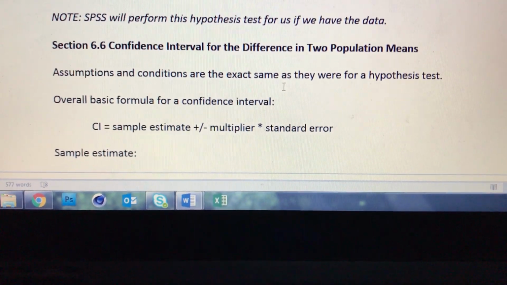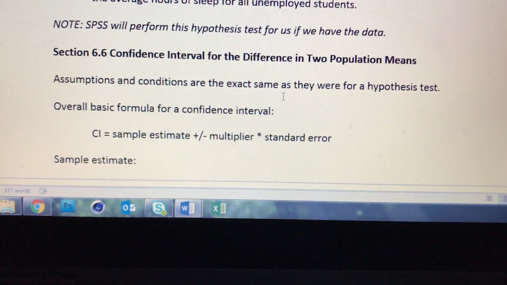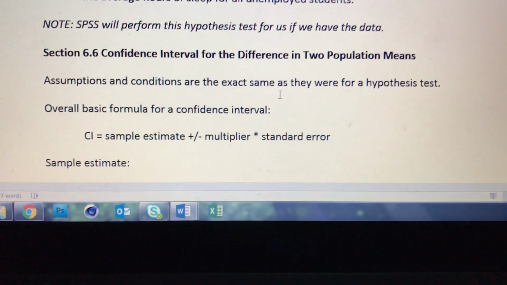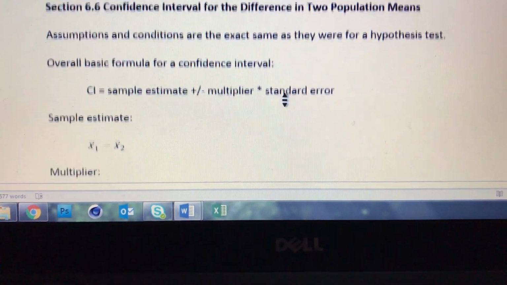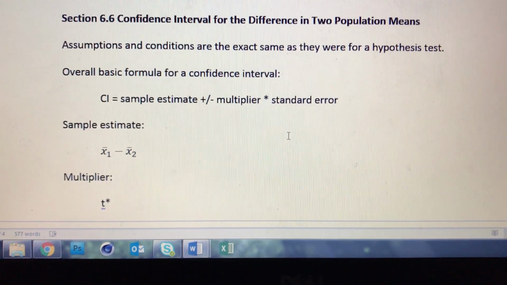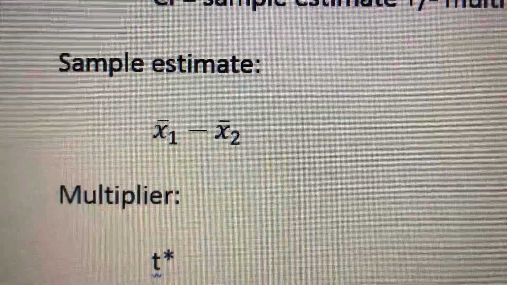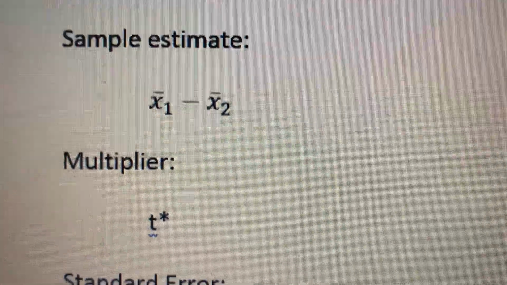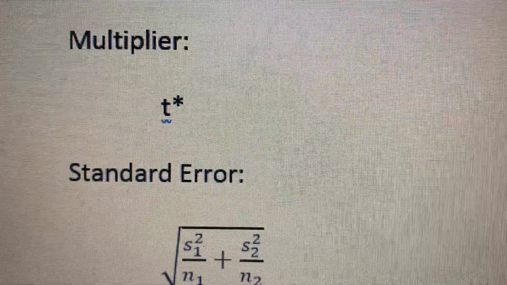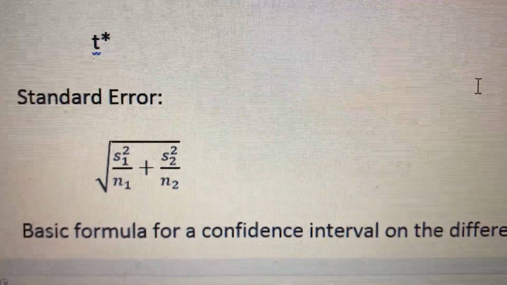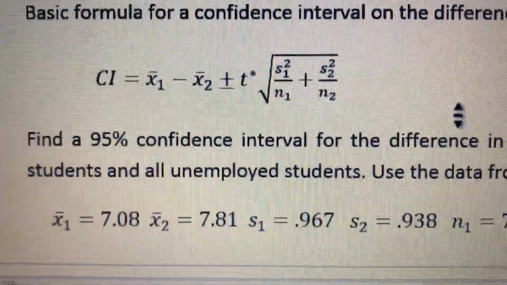Our confidence interval for the difference in two population means: the assumptions and conditions are the exact same as what we needed for a hypothesis test. Friendly reminder on what our overall basic formula for a confidence interval is: sample estimate plus or minus multiplier times our standard error. Our sample estimate has not changed. Our best guess for mu1 minus mu2, if we only have sample data, is x1 bar minus x2 bar. Because we're dealing with means, we need a t-star multiplier, and our standard error is the exact same as what we used in our hypothesis test.